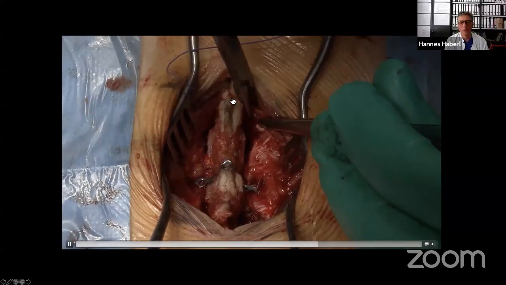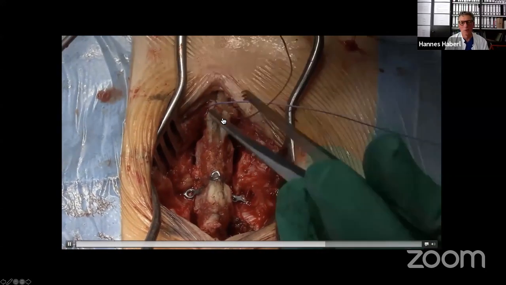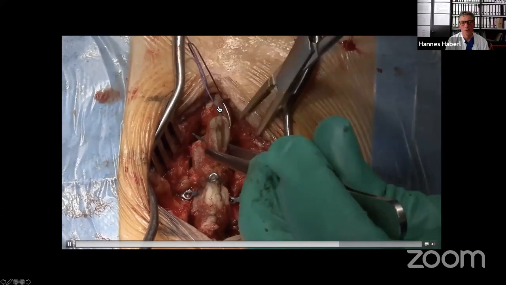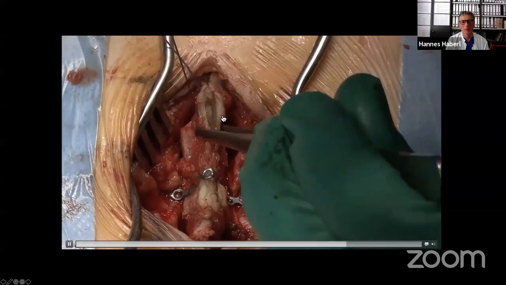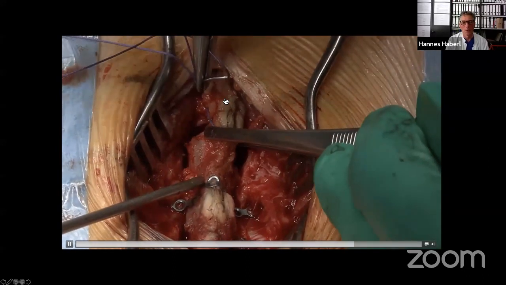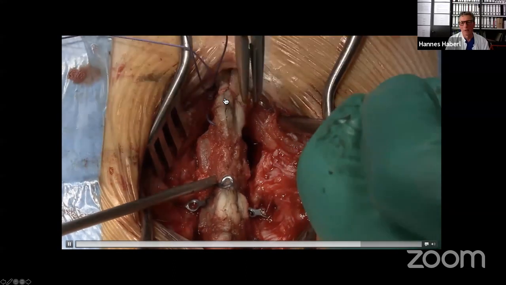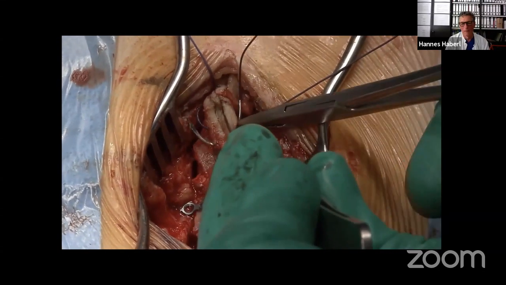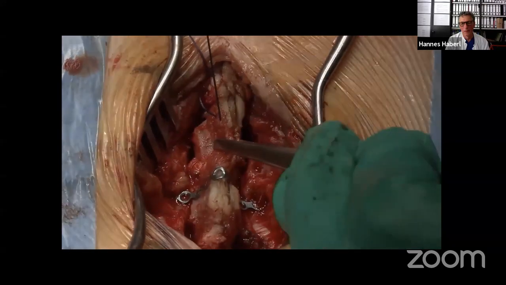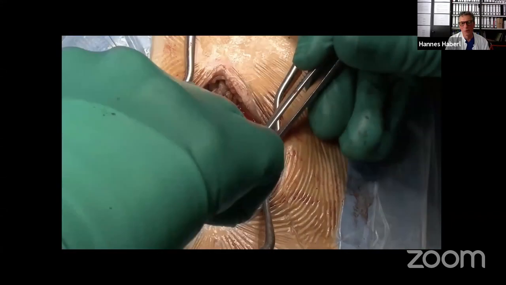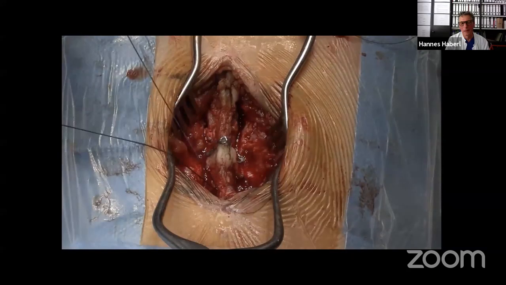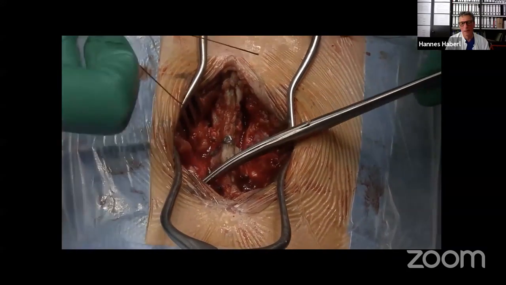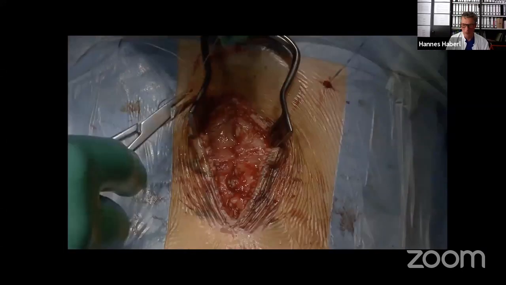And then we do a compression suture on the 2 halves of the spinal process, on the split spinal process, just to get a bony fusion, which always works. So we do just a suture, and then the bone is refixed, and this is a stable connection.